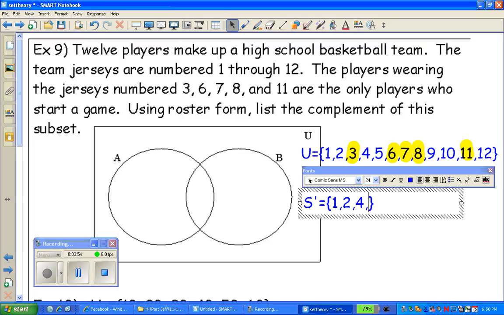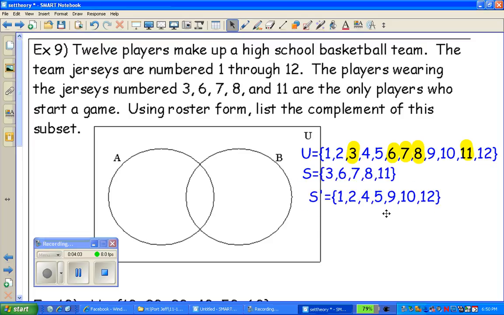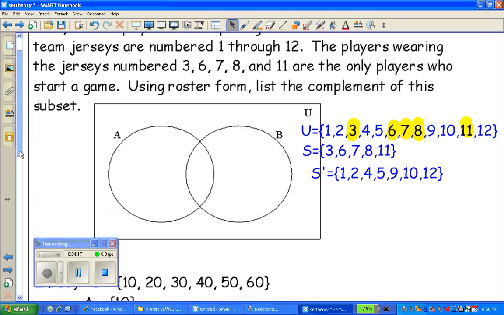So in other words, the players that are not starting the game, that are on the bench, have these numbers. These numbers represent the complement. So there's our answer for example 9: 1, 2, 4, 5, 9, 10, 12. You do not have to define these as set S and the complement of set S. You could have just listed them in a roster because they didn't give you specific names for each set.